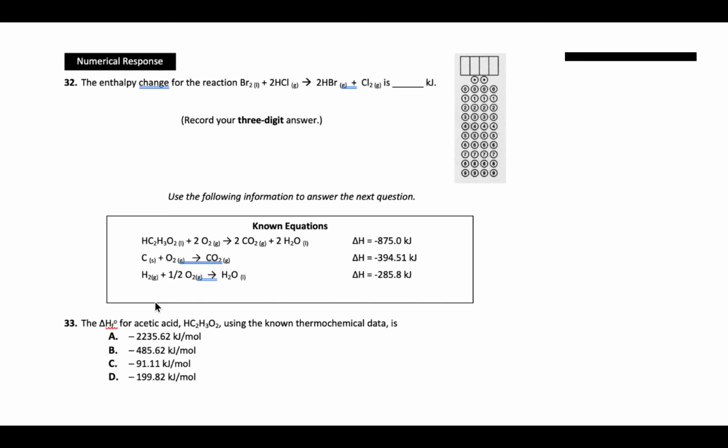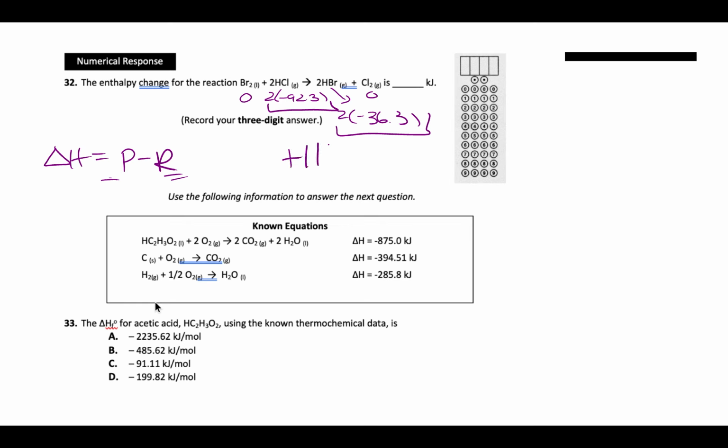Okay, the last 2 questions here. We do have another Hess's law short. So just doing that quickly, delta H is going to be products minus reactants. So 0 here, 2 times HCl, negative 92.3. Here, 2 times HBr is 2 times negative 36.3. Chlorine is 0. The sum of the products is just this. Sum of the reactants is just this. Take the difference, and you get positive 112.